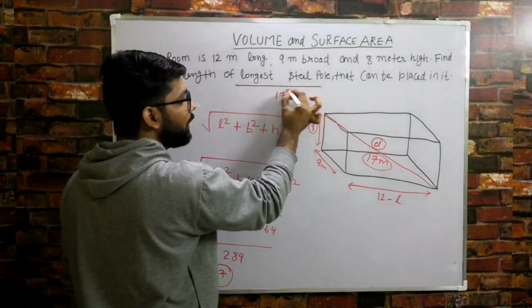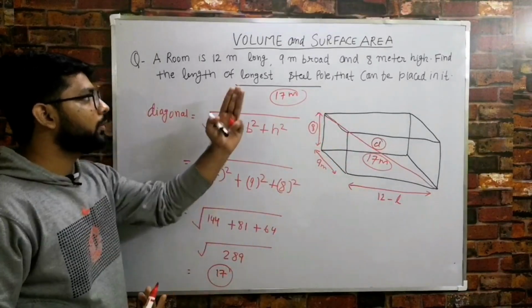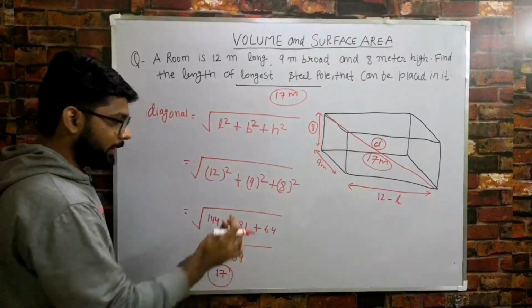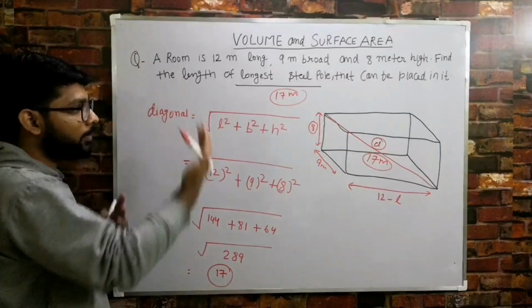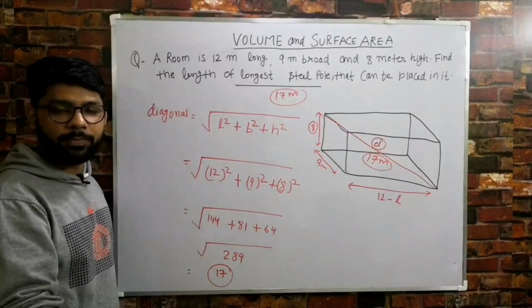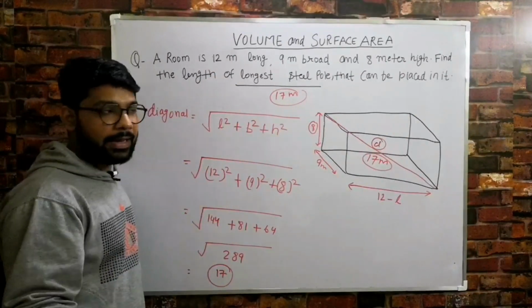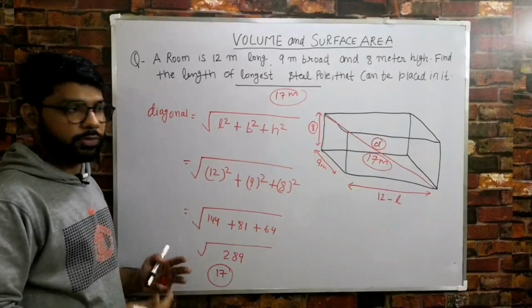So simply we can find it out. Even in the examination there is no need to draw a figure, because you know the longest steel panel that can be fit. You can directly apply the formula and find the answer within 30 seconds. By this method you can solve questions of the longest steel panel, or the longest bamboo, or the longest anything else that can be put in the given cuboid or the given figure or the given room.